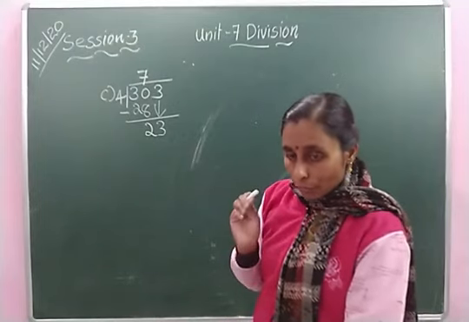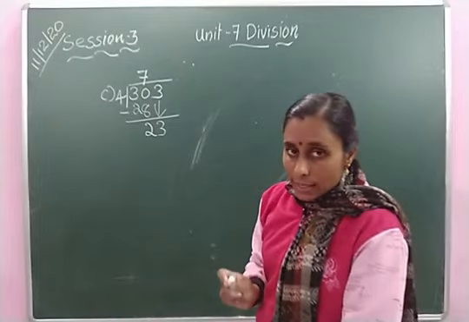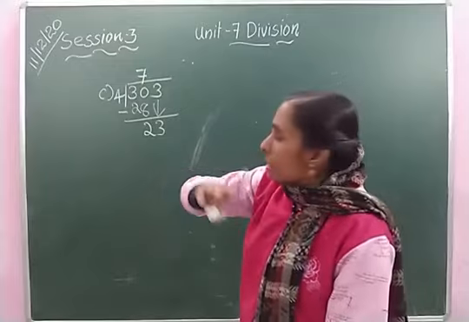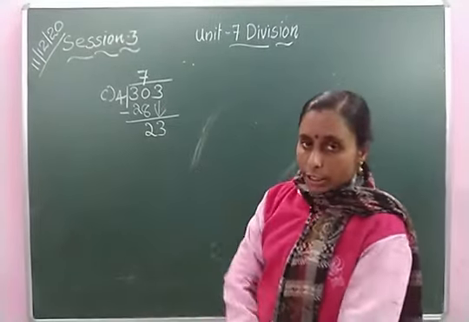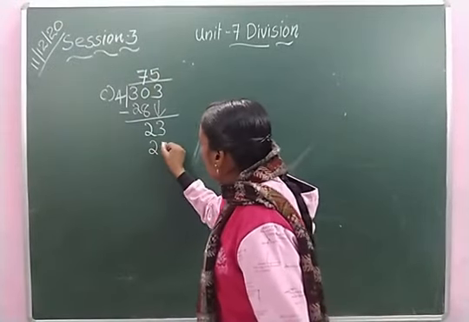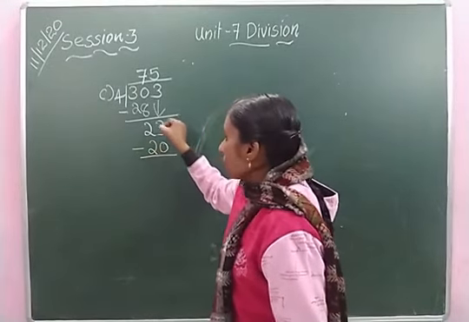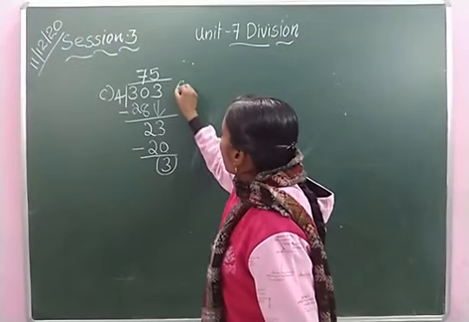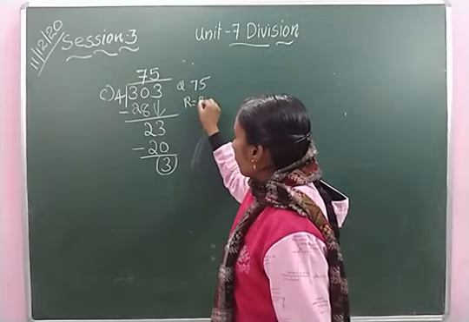4 1s are 4. 4 2s are 8. 4 3s are 12. 4 4s are 16. 4 5s are 20. 4 6s are 24. 6 times we cannot take because it exceeds 23. So we have to write here 5. 4 5s are 20. Then what is the next step? Subtraction. 23 minus 20 is equal to 3. Quotient is 75 and remainder is 3.